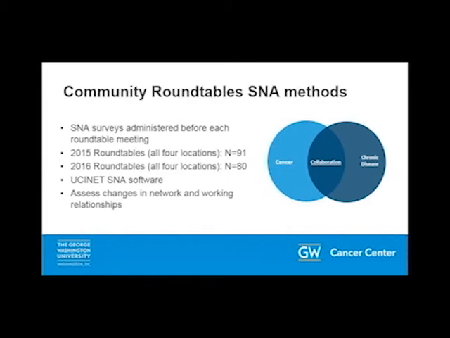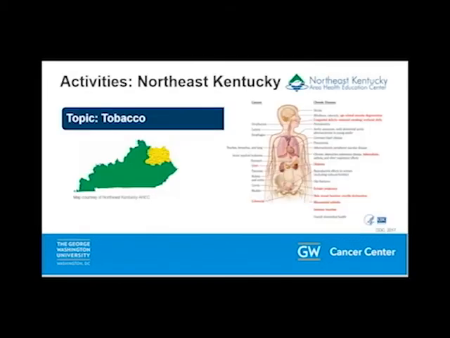So the Roundtable participants in 4 states, again, Kentucky, Vermont, Florida, and South Dakota, completed the online surveys before the Roundtables in 2015, 2016, and 2017. We used a software called UCINet, a social network analysis software, to assess the networks and working relationships and any changes that happen in between each meeting.